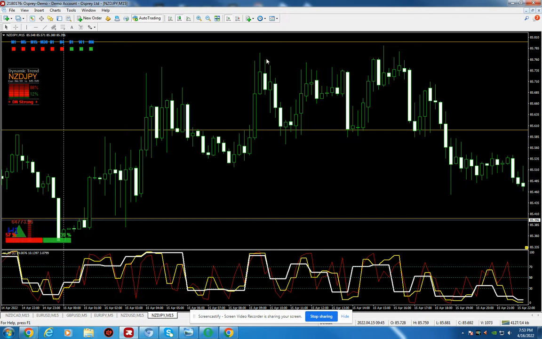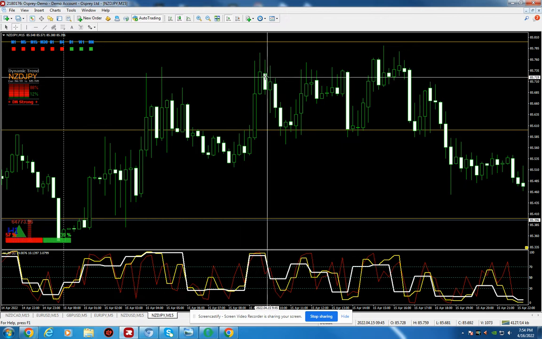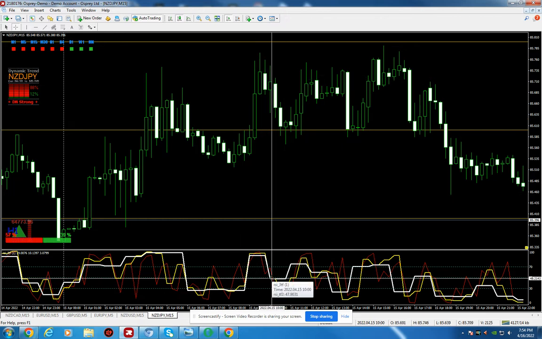But it never got there from here. So if it didn't get there, when the RSIs cross back down, where did they cross back? They cross back down here. When they cross back down, this position is closed for whatever profit or loss it got, and the short is going to be open here.